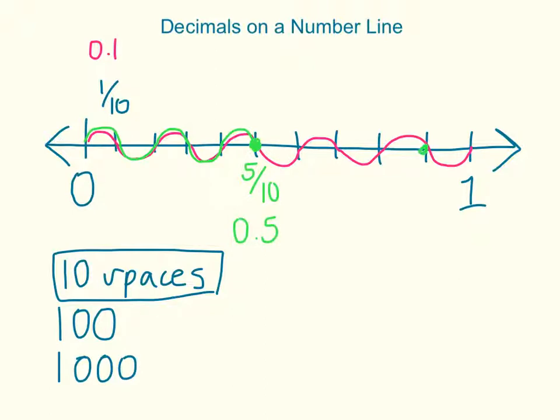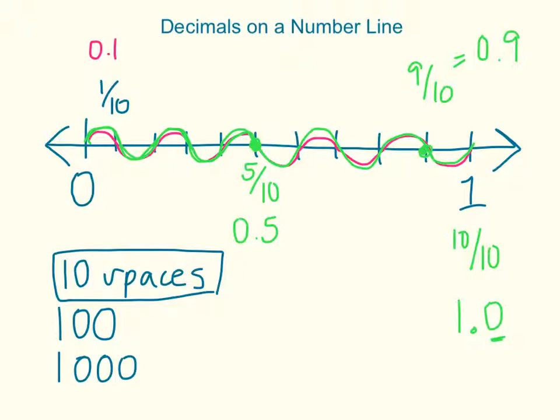I can try another one. I can start back at 0. I already know this is 5 tenths. 6, 7, 8, 9. This is 9 out of 10 spaces, and as a decimal I would label it as 9 tenths. Now if I went over one more space, I would have gone over all 10 spaces out of 10, which is one whole, or 10 tenths.